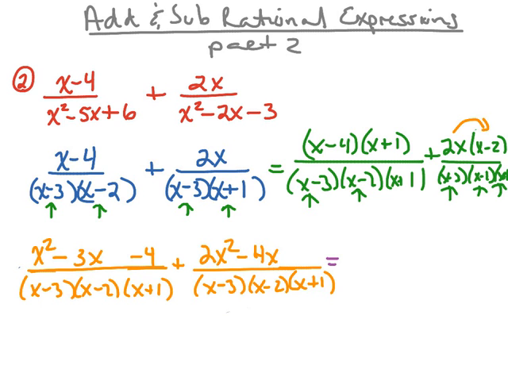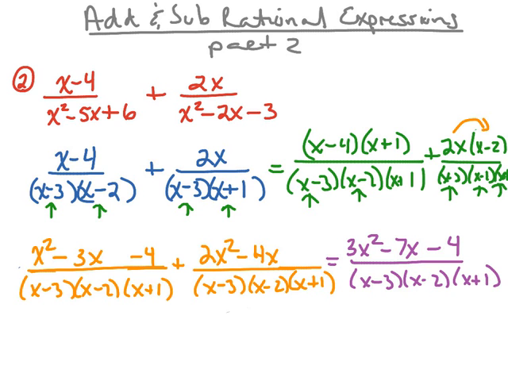Alright, so now I'm ready to start adding up the numerators. I've got x squared plus 2x squared, which would be a 3x squared. A negative 3x plus a negative 4x would make that a negative 7x. And a negative 4 plus 0 would be a negative 4. So I've just added my numerators. That denominator is still staying the same, x minus 3, x minus 2, and x plus 1. Now again, the reason I'm leaving it in its factor form is because I may be able to reduce this fraction after I add the numerators.